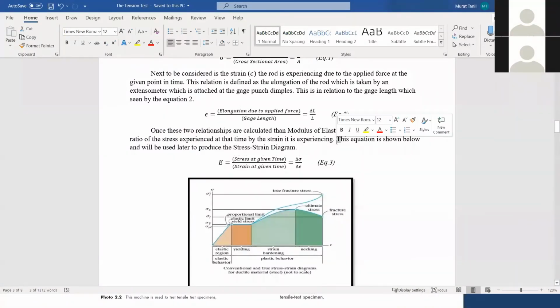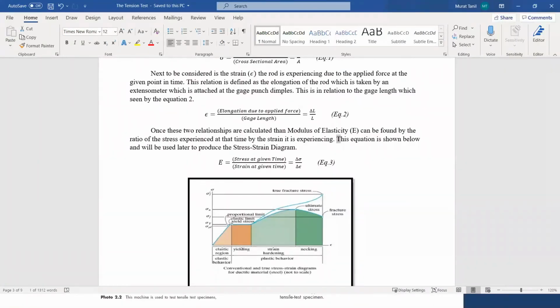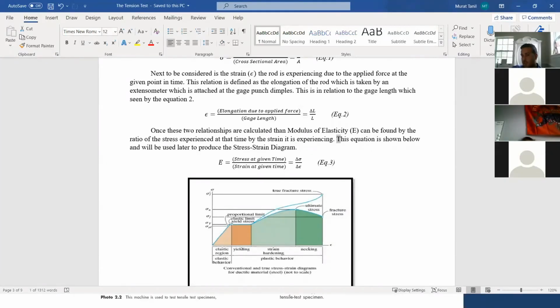So once you get these two equations, I also have the equation. Hello, can you please mute? Please, thank you. Philip, Fran, mute. Okay.